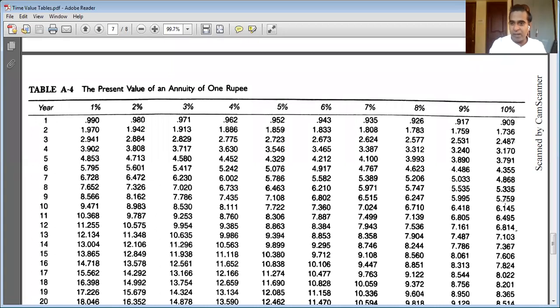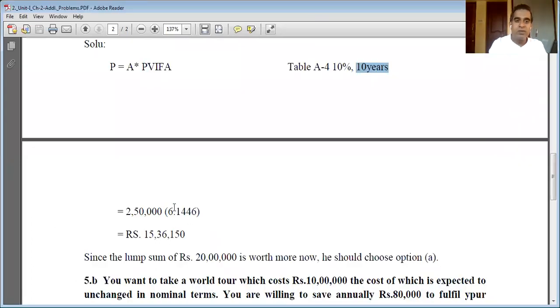So students, what is the value where I am keeping the cursor? 6.145. Yes, 6.145. Very good. So we simply fill that value 6.145.